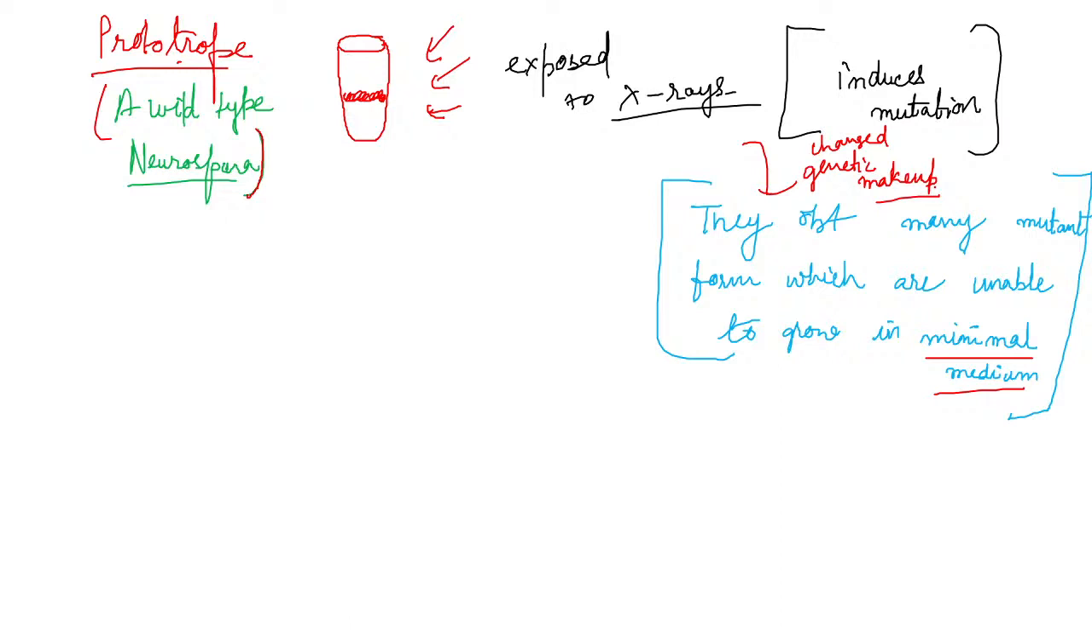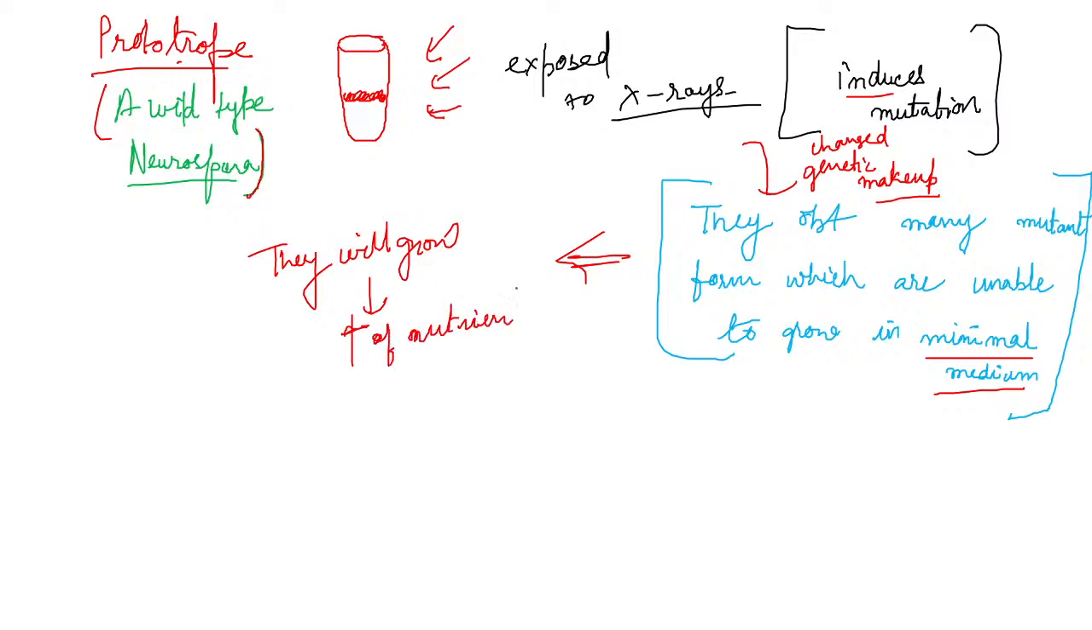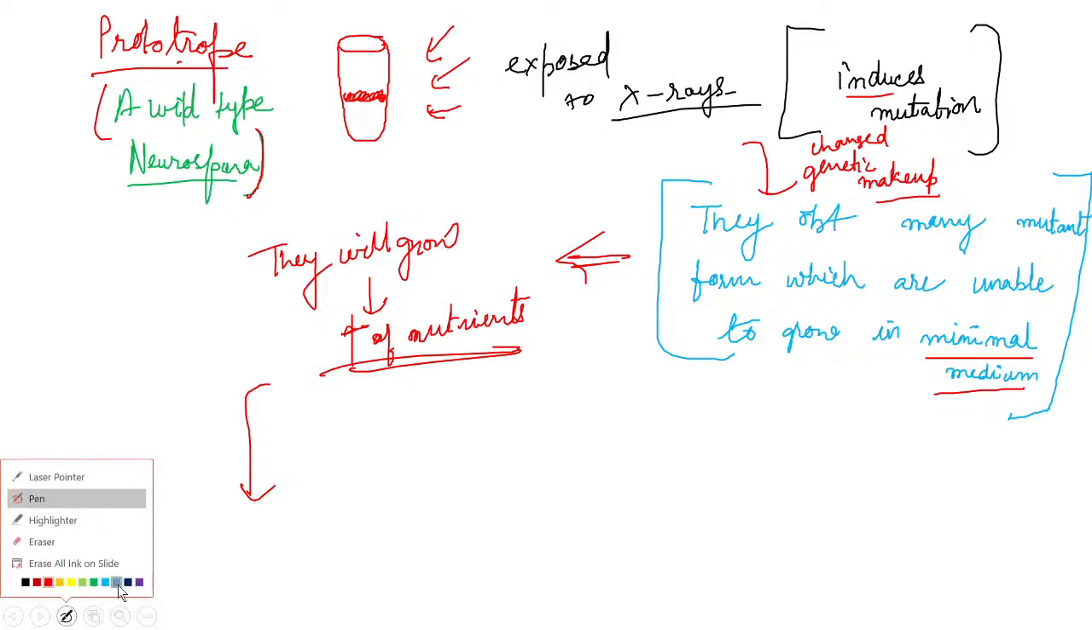They will grow when some nutrients are added. So what is the addition of the nutrient in the medium? Such a nutrient requirement makes the mutant an auxotroph. They added the nutrient to the medium.